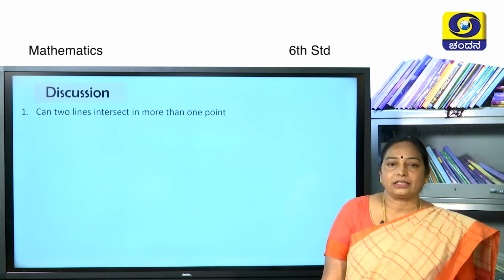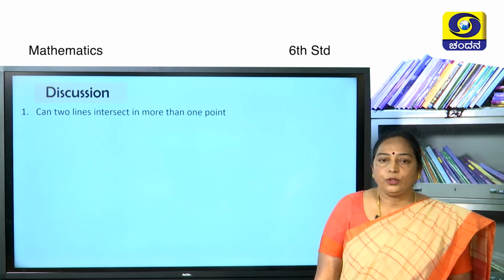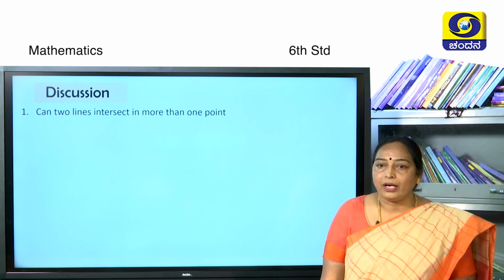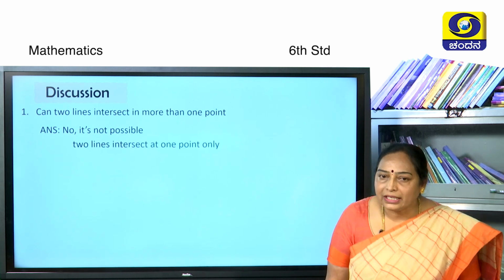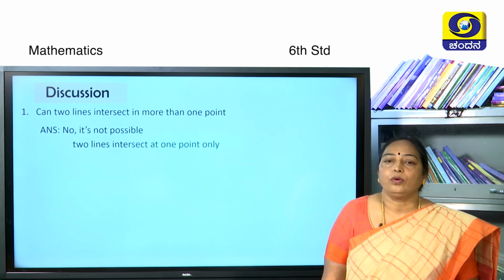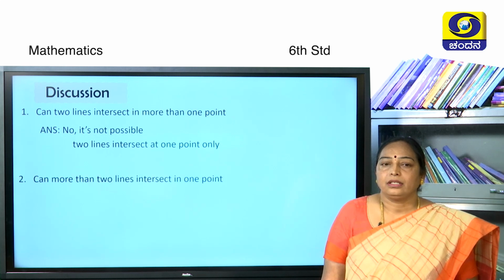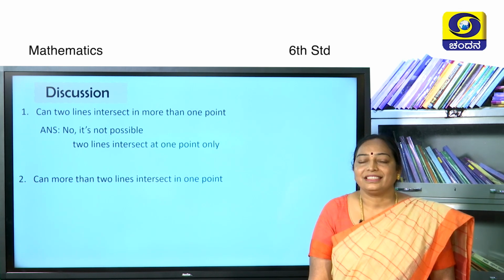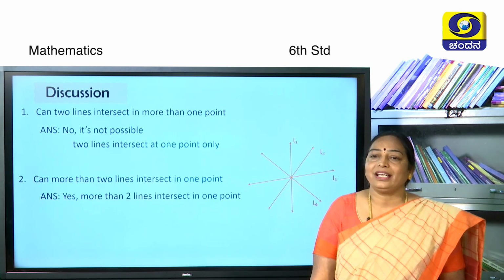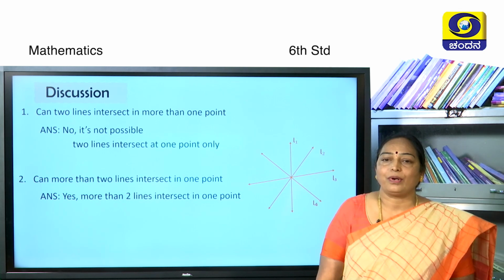Children, let us discuss. Can 2 lines intersect in more than one point? No, it's not possible. 2 lines intersect at one point only. Can more than 2 lines intersect in one point? Yes, more than 2 lines can intersect in one point.